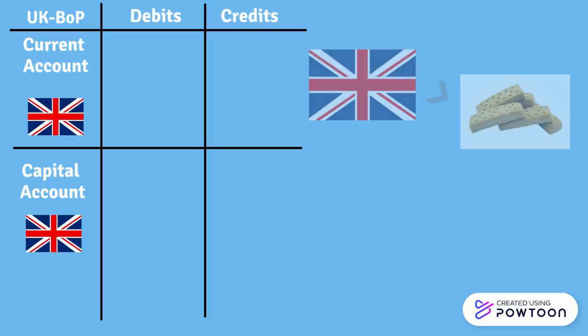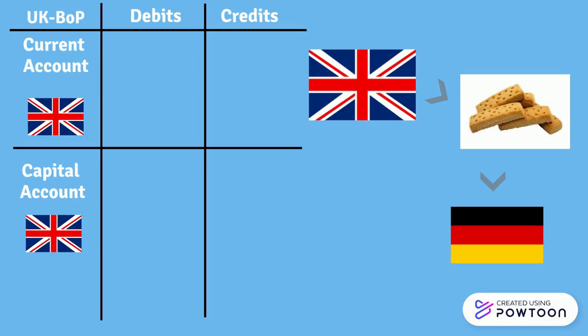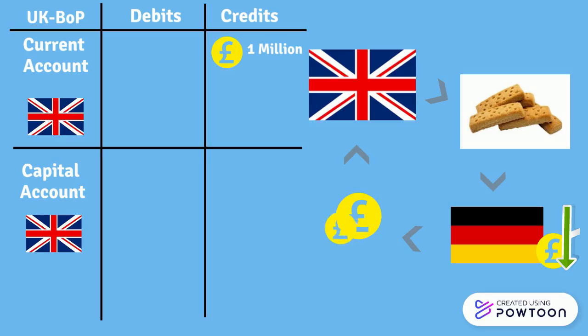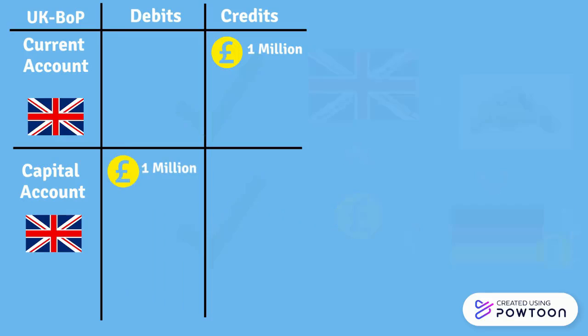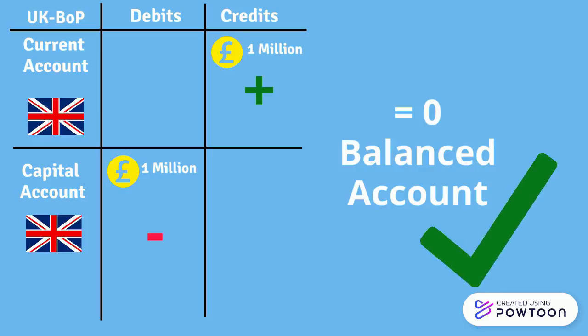Say the UK exports shortbread to Germany. As the UK receives money from abroad, the transaction is a credit in the current account. First entry, done. Moreover, in order to pay for the shortbread, the Germans reduced their ownership of sterling, which is recorded negatively as a debit in the UK's capital account. Second entry, done. These two entries perfectly offset each other, giving us a balanced account.